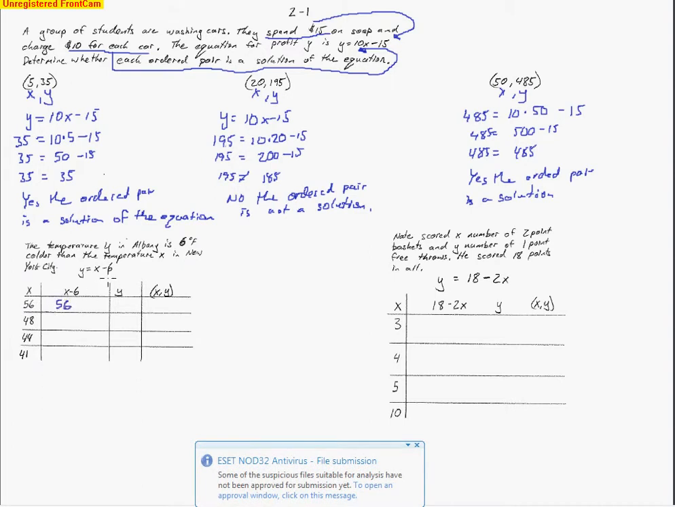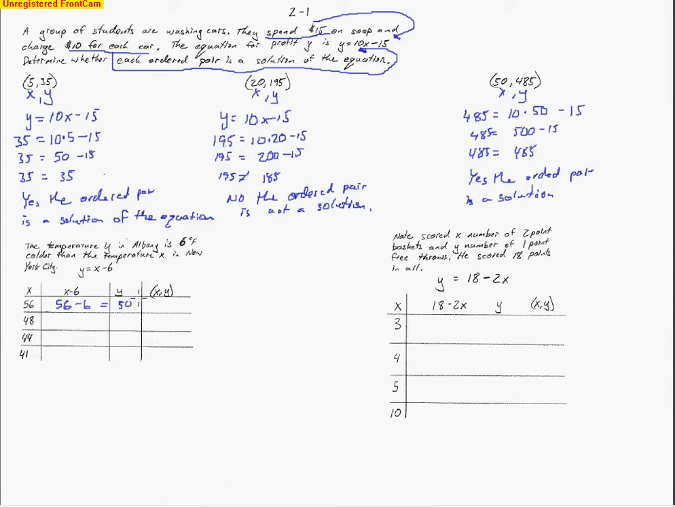Find the temperature of Albany, Y. Well, all we're going to do is substitute 56 in for X. Do the subtraction and come up with our number, 50. And that represents an ordered pair, (56, 50). Put parentheses around it to show it's an ordered pair. And we do that with the next one.